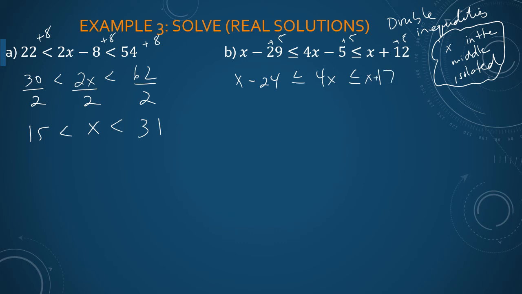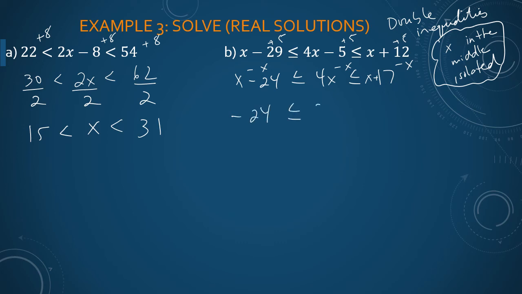But now I got x's on the extreme left and right, and I don't want them there, I want them in the middle. And we know we can't move them. So again, same idea, opposite operations. What if we subtracted x from everything? Well, x minus x, that's gone, you're left with negative 24.